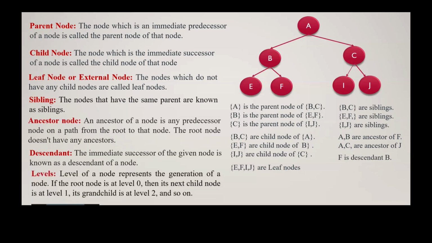Then levels. Levels of a node represent the generation of a node, from one level to another. If the root node is level 0, then the next nodes are level 1, then the next are level 2. Generally, in tree data structure, the level of the root node we call 0. Then onwards 0, 1, 2, 3, 4. So in this diagram, root is level 0, then level 1, then level 2, and it will go to the nth level.